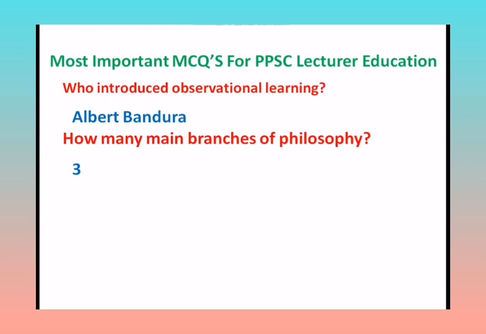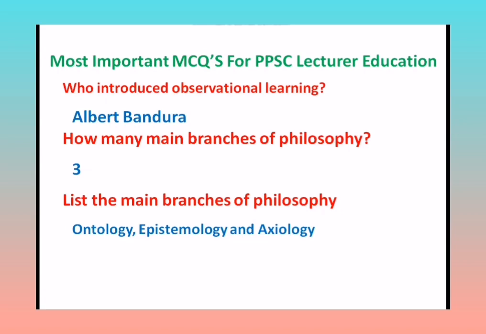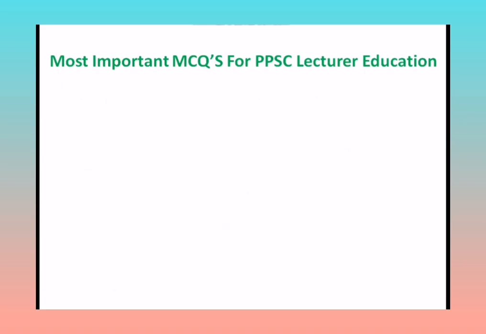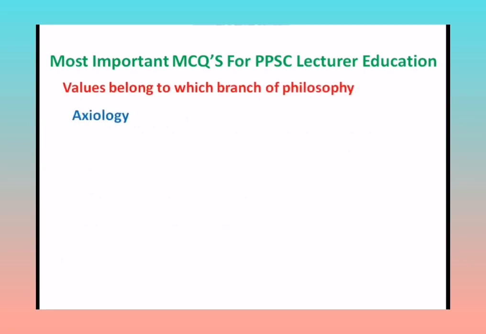How many main branches of philosophy are there? There are 3 main branches of philosophy: ontology, epistemology, and axiology. Physics belongs to which branch of philosophy? Physics belongs to the branch of philosophy named ontology. Values belong to which branch of philosophy? Axiology is the branch of philosophy to which values belong.